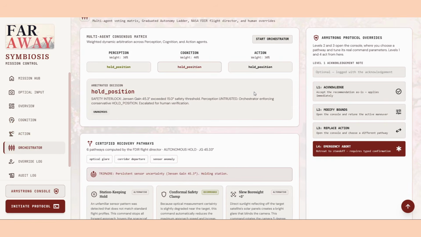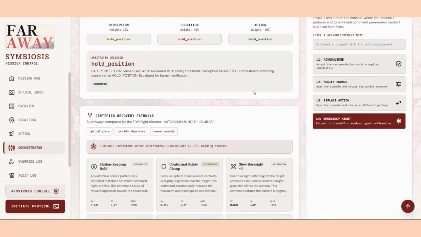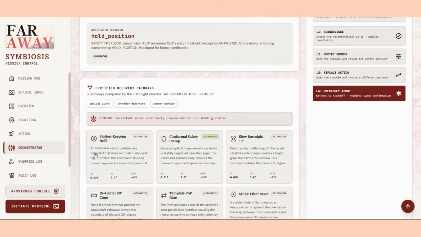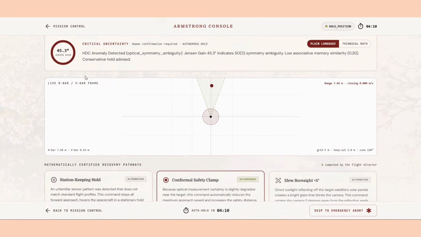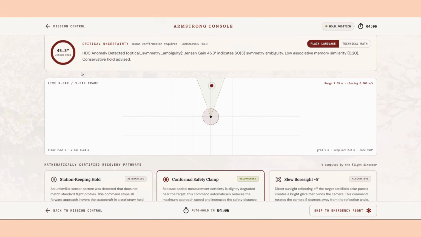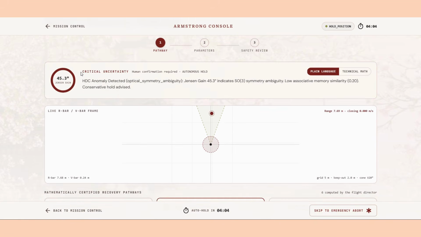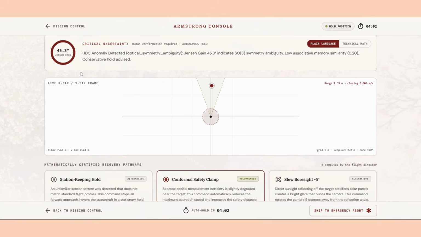But I want to dock, and docking is essential for me. So I would figure out various pathways on which I can dock. This is done through the Armstrong protocol. Currently the Jensen gain is 45 degrees. Let us understand why. What are the reasons why docking is infeasible over here? Mainly, docking is infeasible due to six reasons.